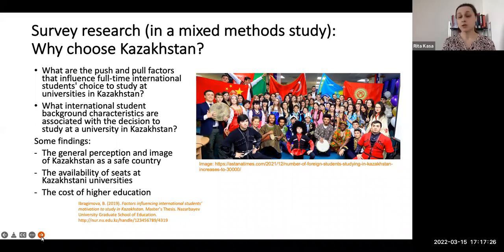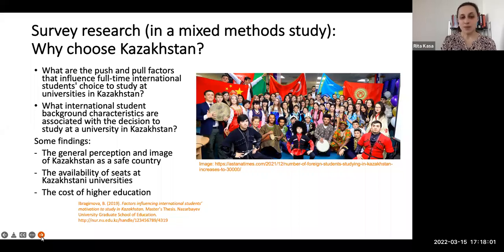Also, the availability of seats at Kazakhstani universities is a factor because countries like India have more competition for the seats available. And also the cost of higher education in Kazakhstan from the point of view of international students was affordable as compared to some other places. So this student conducted a survey, and then based on the survey results, she selected participants to explore the question more deeply, conducting qualitative interviews.